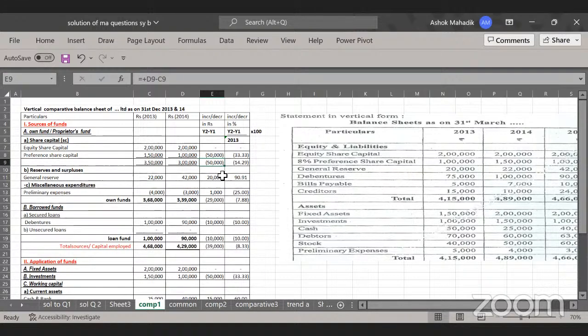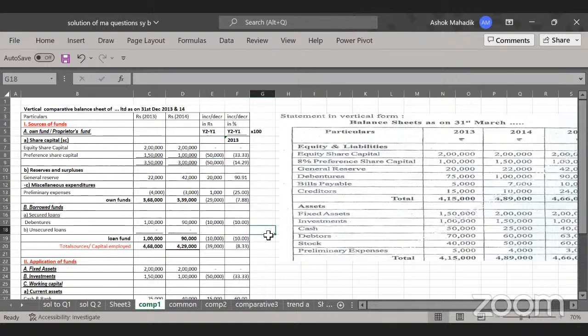Use that third column figure upon the first column figure of the same row into 100. Now look at the reserves. I'll show you for reserves: 20,000 upon 22,000 into 100. You get 90.91%. Clear? So 2013 will be your base year. Clear, students? So this way you can solve a comparative balance sheet sum.